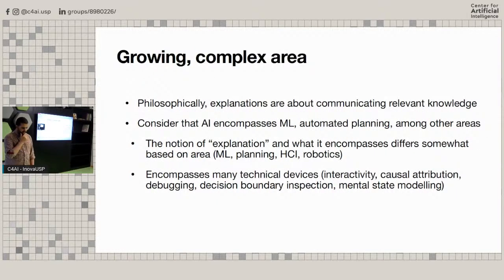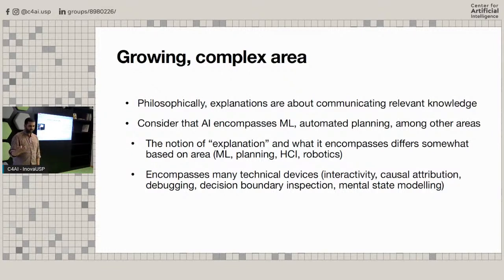So philosophically, explanations have been something that we've been thinking about for as long as we've been talking about language. And it's always about communication. Ideally, if you think about an explanation between you and me, it's always to fill a gap. For instance, your question might be, why am I here today? And in that question, you're asking me something that you do not know and you want me to answer.